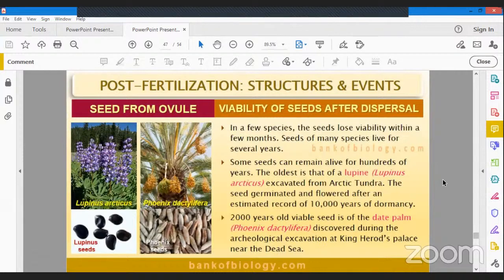The oldest is that of Lupinus arcticus, excavated from Arctic tundra. So the seed germinated and flowered after an estimated record of 10,000 years of dormancy.